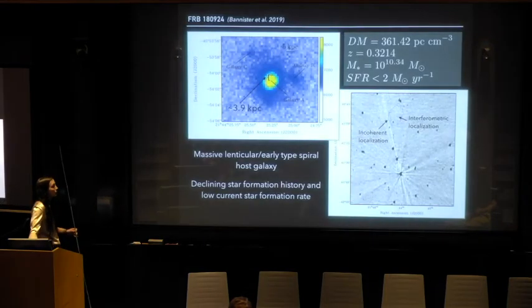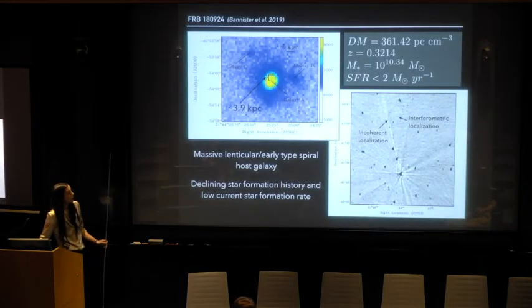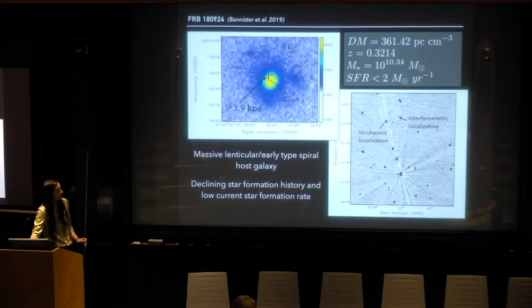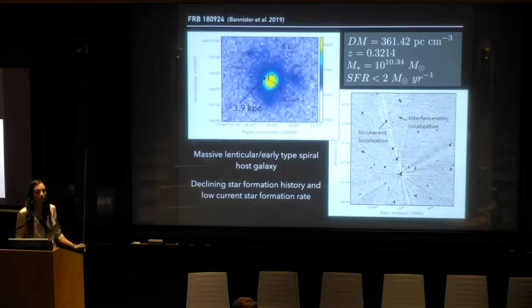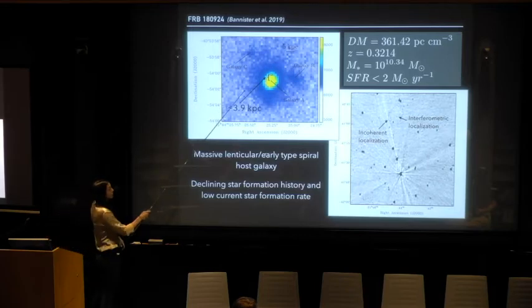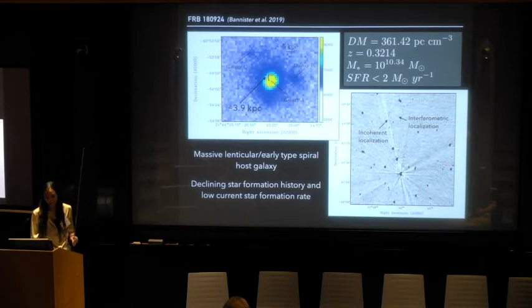All right, so the overall picture changed somewhat with the ASKAP localization of FRB 1809-24. This is a sub-arcsecond localization to a massive lenticular or early-type spiral galaxy at a redshift of about 0.3. So now we're beginning to push further out in distance. As we can see, the position of the FRB is spatially offset by about 4 kiloparsecs from the center of its galaxy. And so it is similar to the repeater in that respect, that it has this offset.